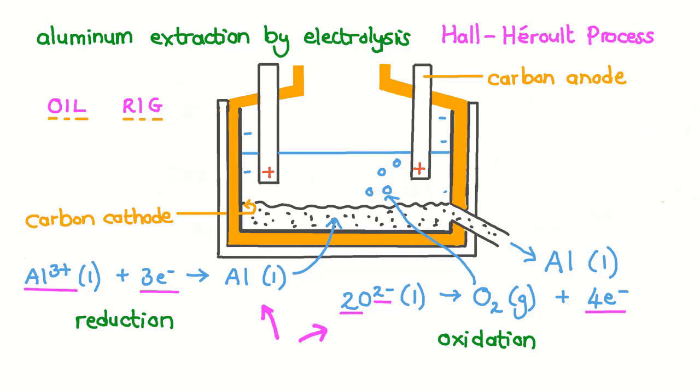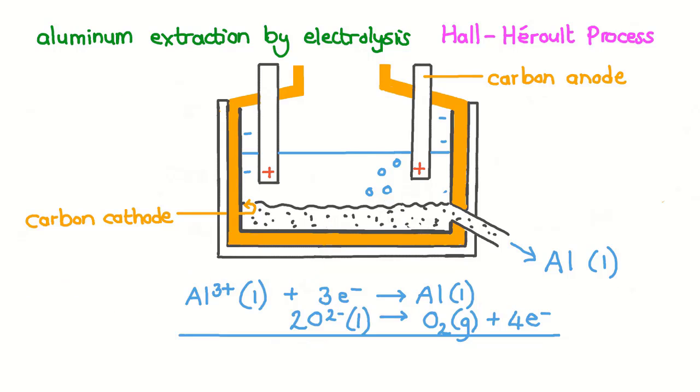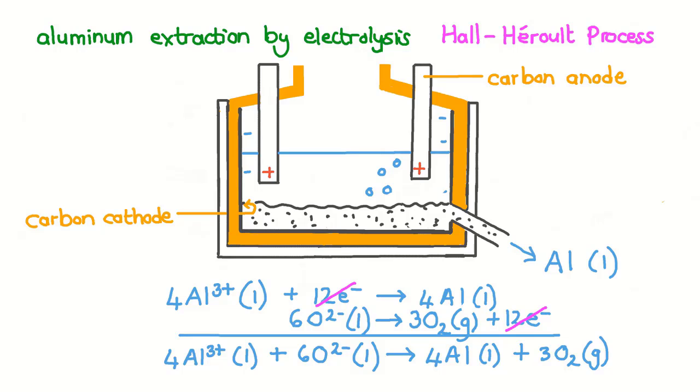We can add these two half equations to get the overall electrolytic cell reaction. We can rewrite the two equations. Next, we multiply each equation by a suitable number so that the electrons can cancel out. If we multiply the top equation by 4 and the bottom by 3, we get the following. 12 electrons on the left and 12 electrons on the right can cancel out. Now we can add the equations together, and we get the following overall equation.